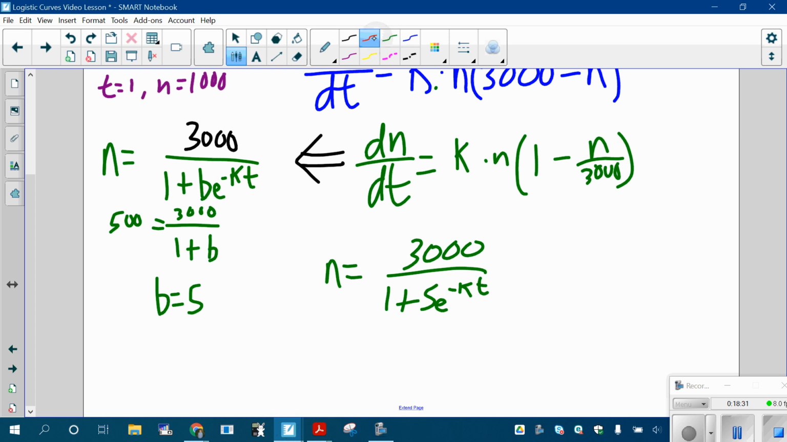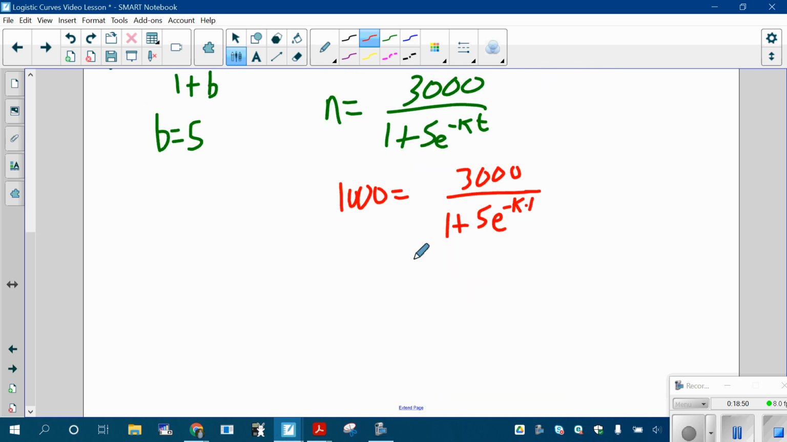I got to figure out that k. How am I going to do that? I'm going to plug in the other point. Time is 1, and it's 1000. This is algebra we should be able to do. Going to trust that you remember your algebra. I'm going to solve this equation for k, and I'm going to get that k is 0.916. Now that I have my k and I found out my b, I have the solution to this differential equation.